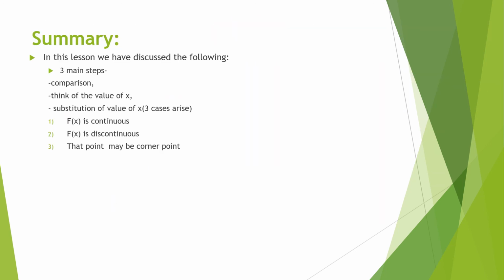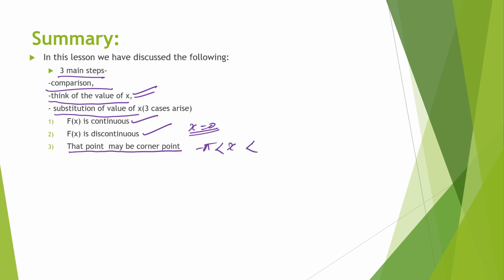And from this chapter, what we have learned are 3 steps: comparison of the series, thinking of the value of x for which we have to prove the problem, and substituting the value of x. There are 3 cases: first, when f(x) is continuous; second, when f(x) is discontinuous, as in the example where x is 0 and f is not defined at 0; and the third case, where the point may be at the corner, at the starting point when x is from minus pi to plus pi, and we substitute the value of the function at x equal to pi.